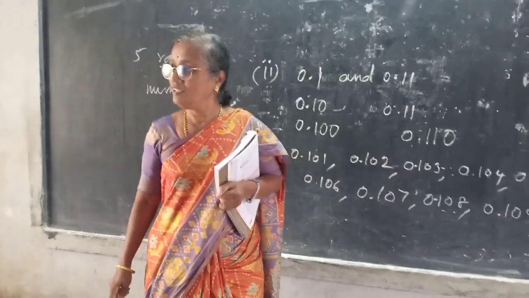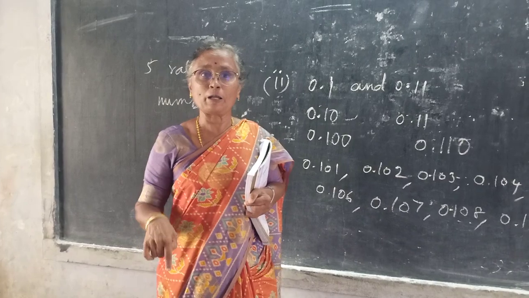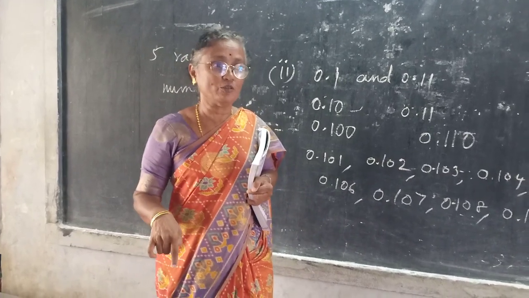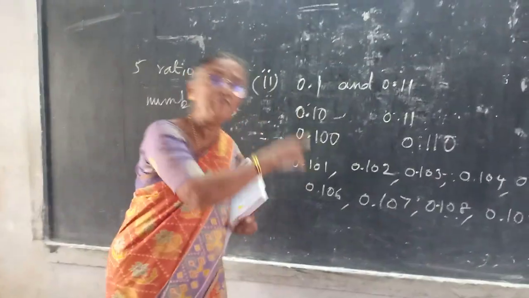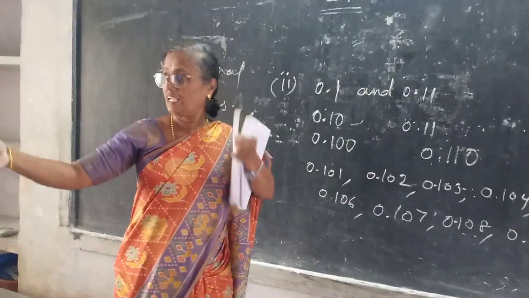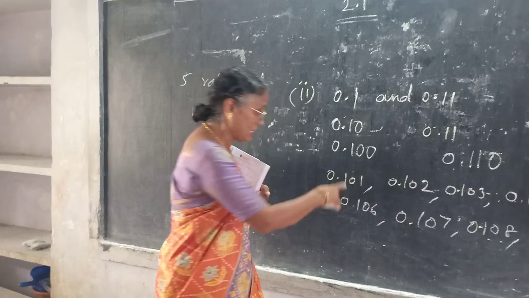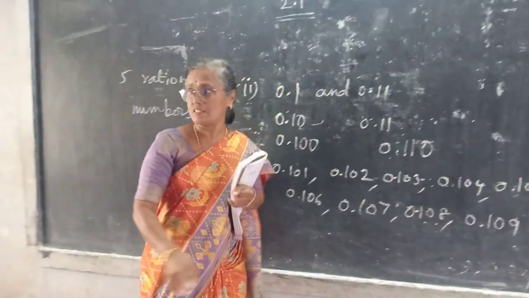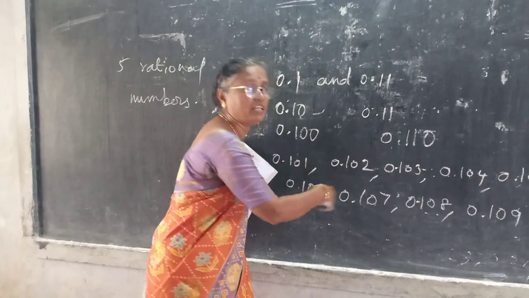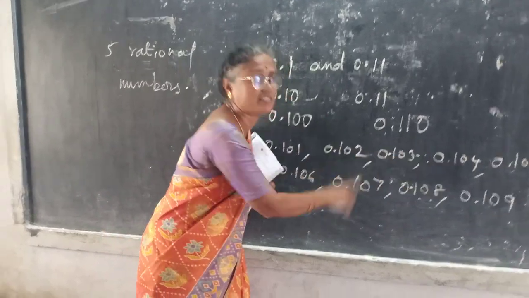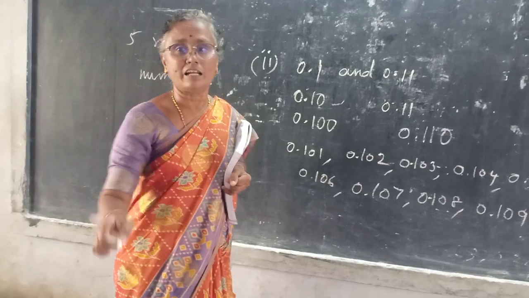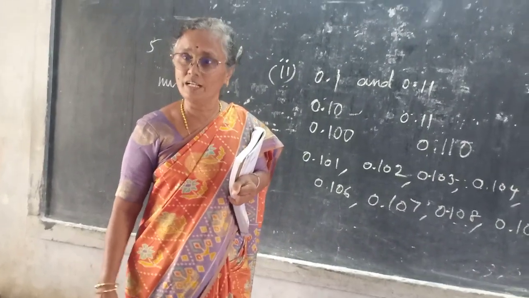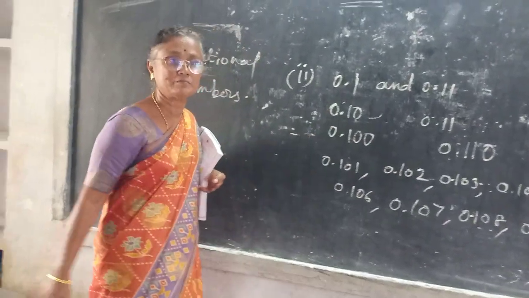Do you follow? Yes, ma'am. Do you follow or not? Yes, ma'am. Every one of you? Yes, ma'am. So, among these numbers, any five. What is the doubt you asked? Whether you have to go in order, you asked, isn't it? It is not necessary to take them in order. Any 5, I say. Whichever 5 numbers you want, you can write. Do you understand? Okay, this is decimal.